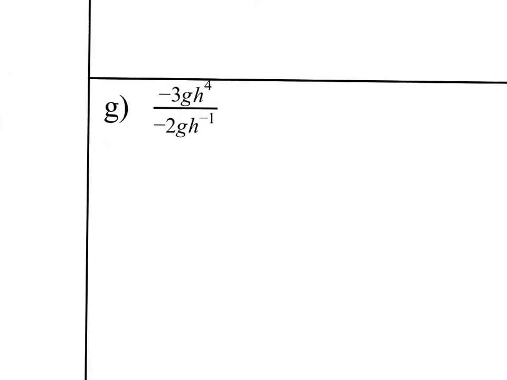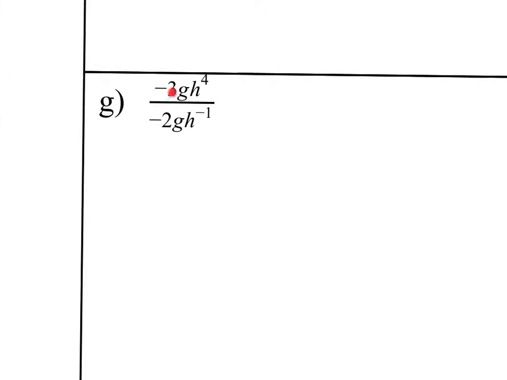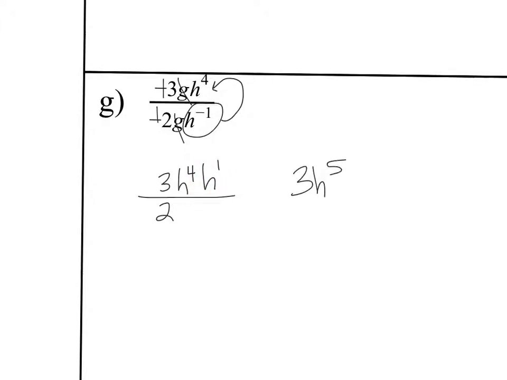And then G, you want to reduce these two coefficients if you can. So I can't reduce these, so I'm going to keep it. Actually, I can drop off the negatives, because the negative divided by negative is a positive. And these g's will cancel out. And then what I'm going to do is put this h to the negative 1 on the top and make it positive. So I'm going to have a 3 over 2, h to the 4 times h to the 1. Now h to the 4 times h to the 1 can be combined to write 3h to the 5 over 2.